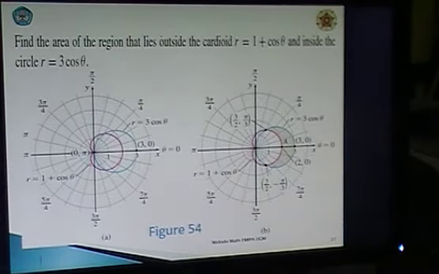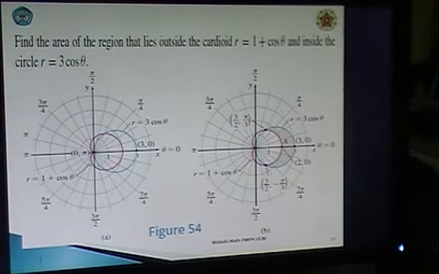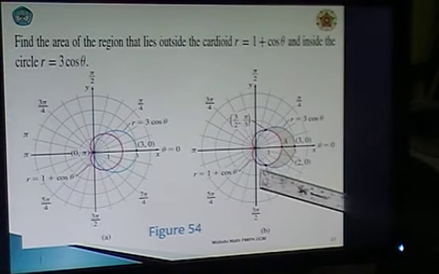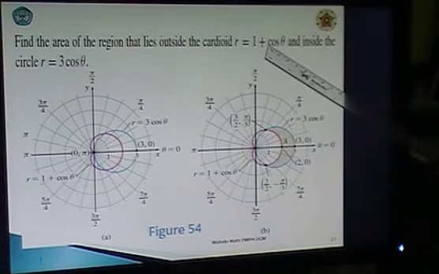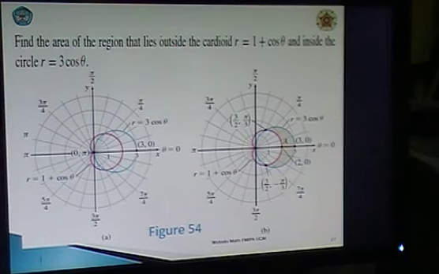If you look at the picture, the red one is the cardioid, and the blue one is the circle. Because the region is located outside of the cardioid and inside of the circle, then we conclude that the area that must be calculated is the area A in the dashed area.